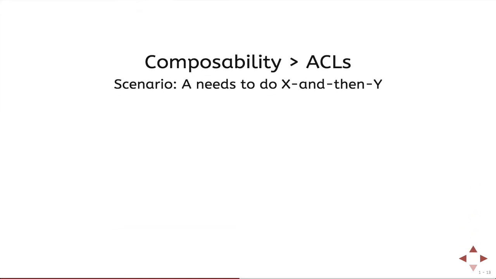Another way that capabilities are better is composability. Suppose that you have something that you want to delegate to A, it's an actor, and it needs to do X and then Y. So X and Y are separate actions, and it needs to do them in that order. And it needs to wait until X is complete and then do Y. That sounds pretty simple. And with ACLs, what does that look like?